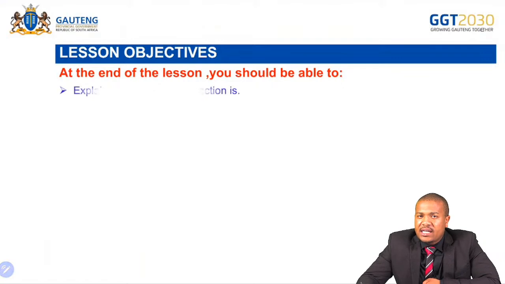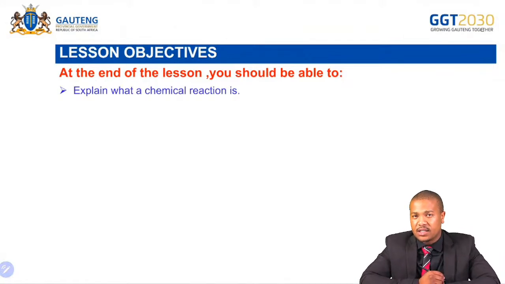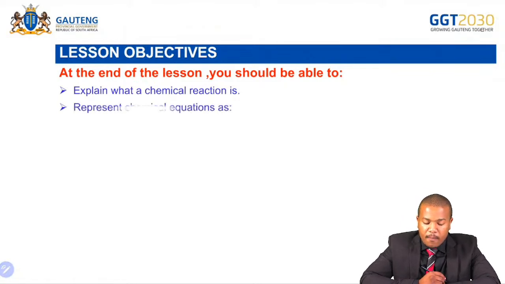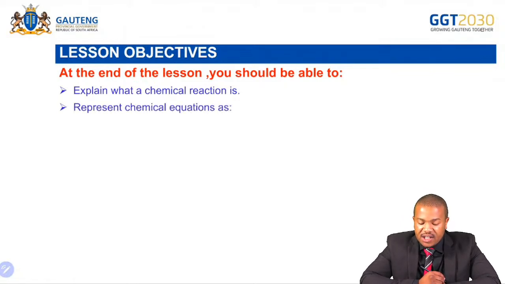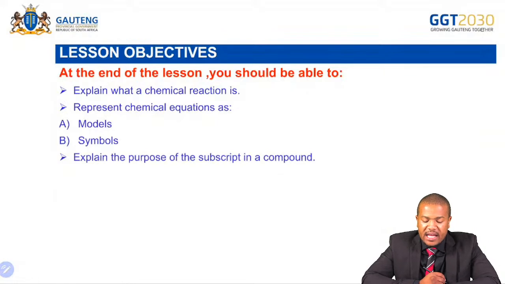So by the end of the lesson, we should be able to explain what a chemical reaction is, right? You should be in a position where you can explain to the next person what a chemical reaction is. Also, we need to be able to represent chemical equations as models and also symbols, right? Not only that, we need to be able to explain the purpose of the subscript in a compound.